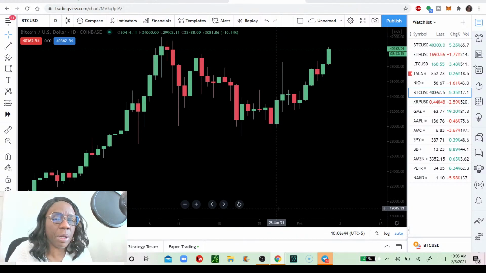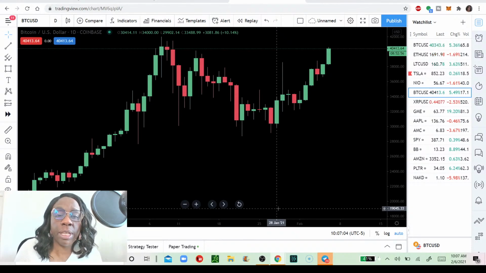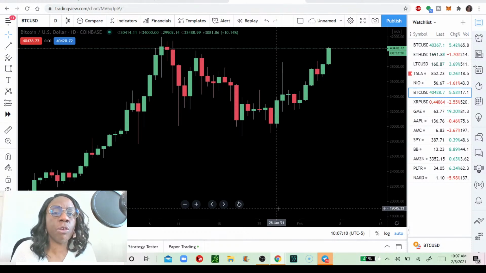Whether you're a scalper or a day trader or a swing trader, whatever kind of trader you are, the only way you'll really understand, or the only way you'll be able to make those close to perfect entries and exits from your trades, is by the use of your support, resistance, or trend lines. So for today, I'm going to focus on trend lines.